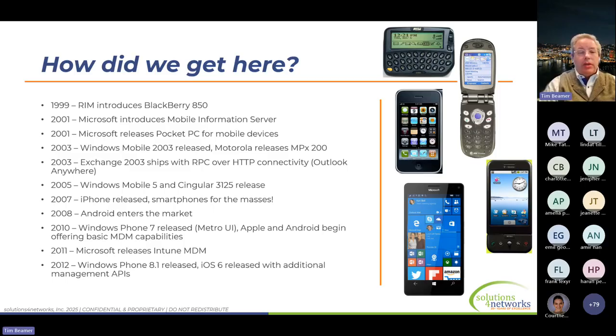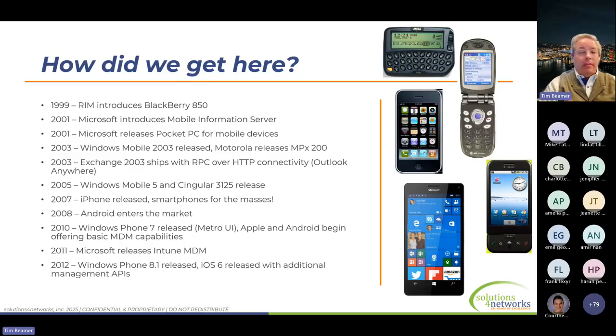Exchange 2003 shipped with something called RPC over HTTP connectivity. Today it's called Outlook Anywhere, but the idea was now we didn't need mobile information server anymore. We could connect directly into the Exchange server, which introduces its own set of problems because now I'm connecting directly into a platform that has to be available on the internet, and there's issues with securing that.